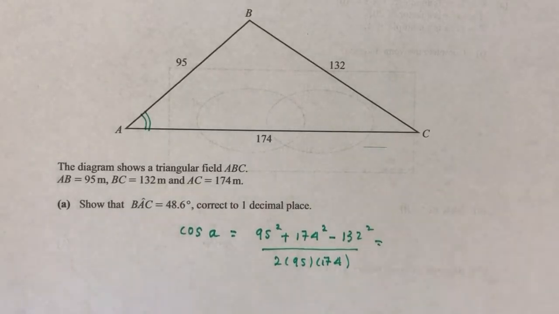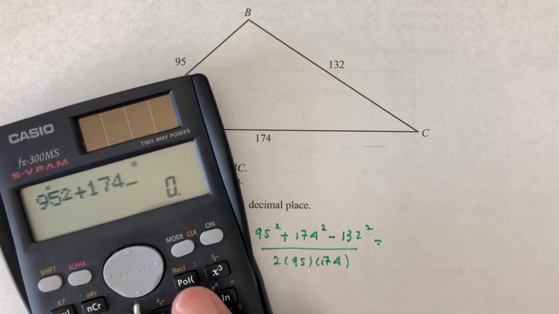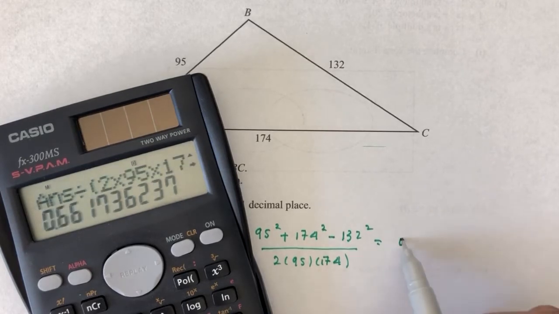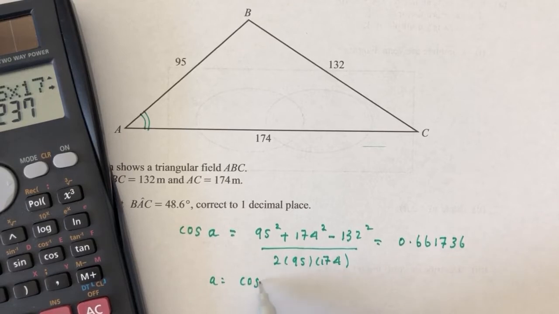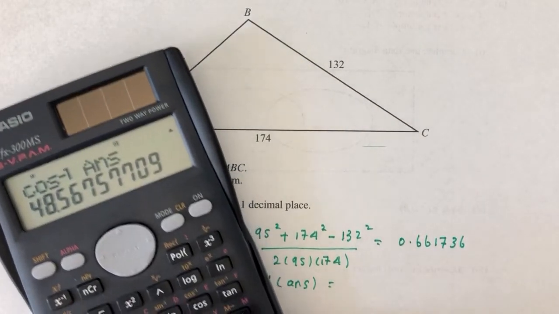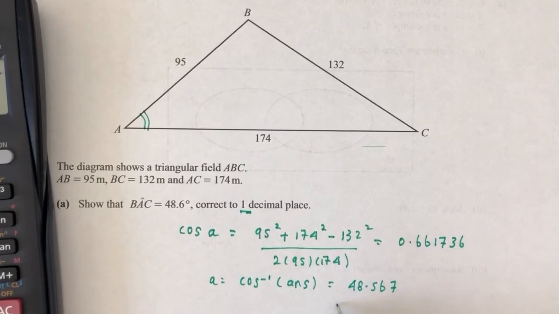So let's simplify that. That will be 95 squared plus 174 squared minus 132 squared divided by 2 times 95 times 174. That will be 0.661736. So how do you find the value of A? A will be cos inverse of the answer, which will be what? So let's find cos inverse of the answer. That will be 48.567. So your answer, correct to 1 decimal place, will be 48.6 degrees.